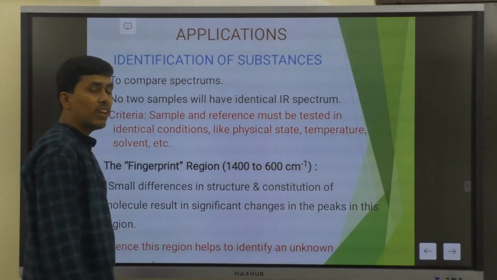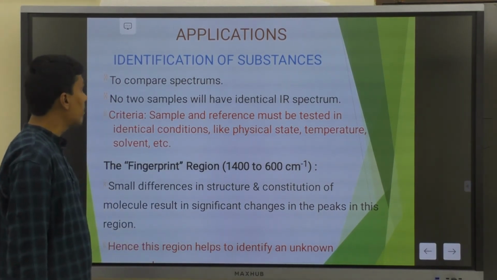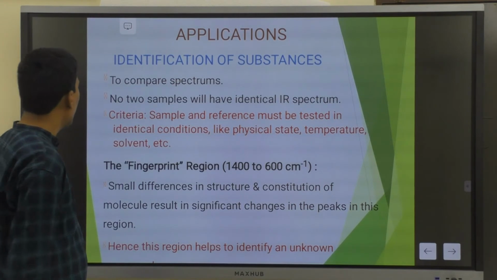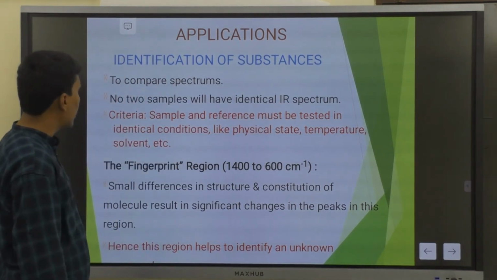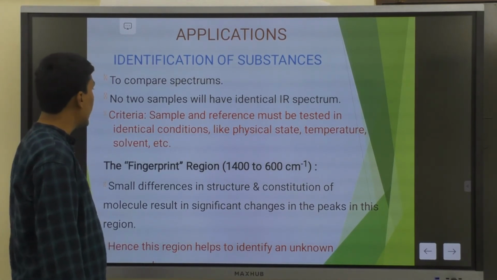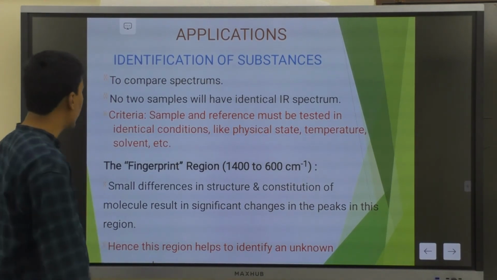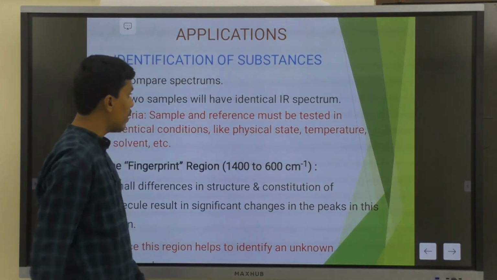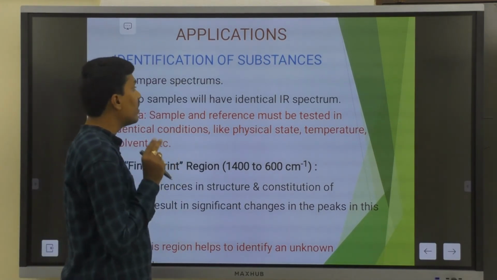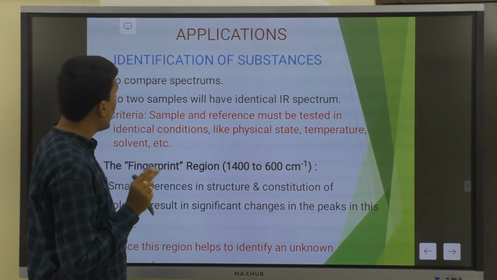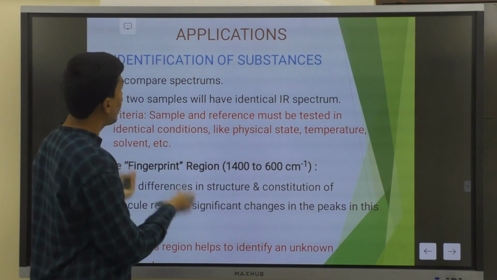Now let's see the applications of IR spectroscopy. The first one is identification of substances. To compare the spectrum, no two samples will have identical IR spectrum. The criteria: sample and reference must be tested under identical conditions like physical state, temperature, solvent, etc. If you use the same physical parameters, no two different samples will have identical IR spectrum.